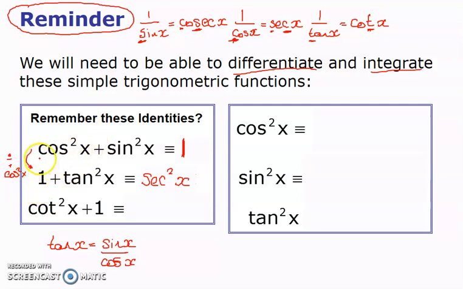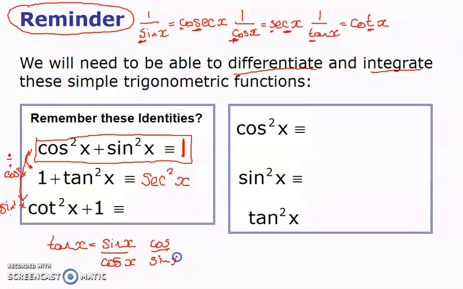Now, I got that identity by starting off with the really important one. This is the one that comes up so often. And I chose to divide everything by cos squared, the first thing. If instead I divide by sine squared, well, let's see what happens. I get cos squared divided by sine squared. Now that's actually different from what I've got here. I've got sine over cos. So what would I get if I get cos over sine?